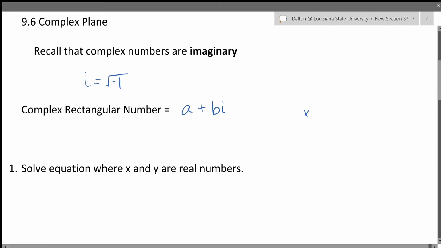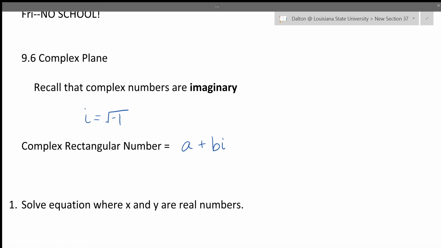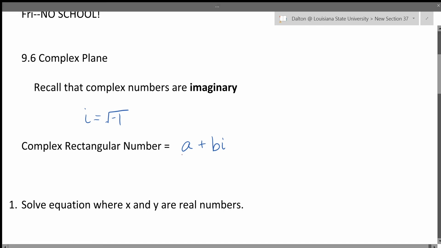Now, a rectangular number in the complex realm has a real part. So a is a real number, so that's the real part. And then bi, obviously, because it's got the imaginary number, is the imaginary part.